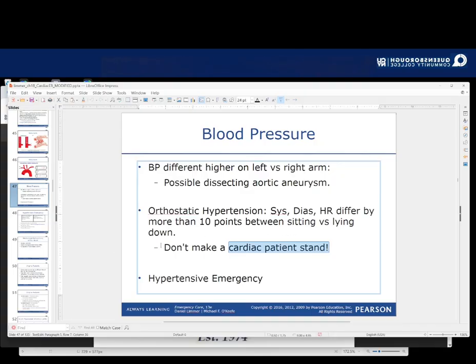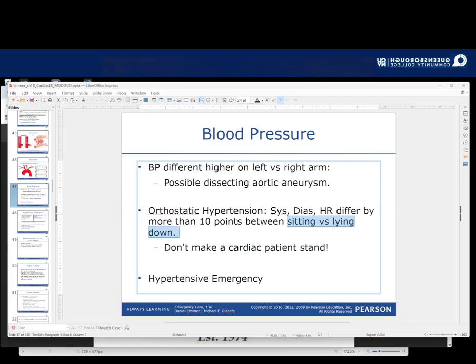Don't ask the patient, please stand up while I take a blood pressure, because if they faint and hit their head on a table as they fall, it's all your fault because you're the one who told them to stand. So never make a cardiac patient stand. Instead, get orthostasis between sitting and lying.